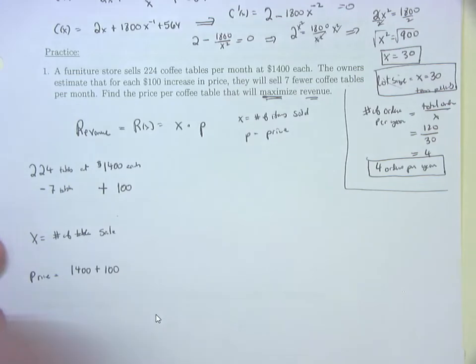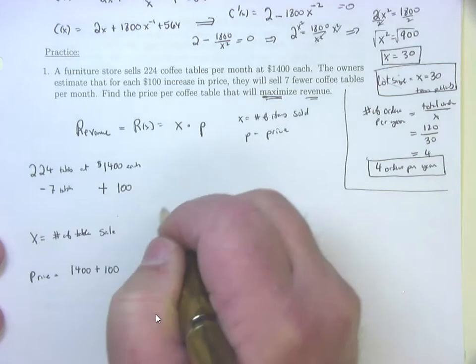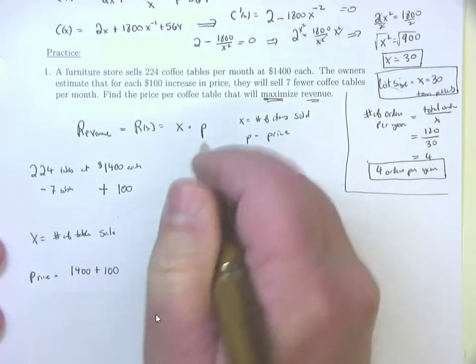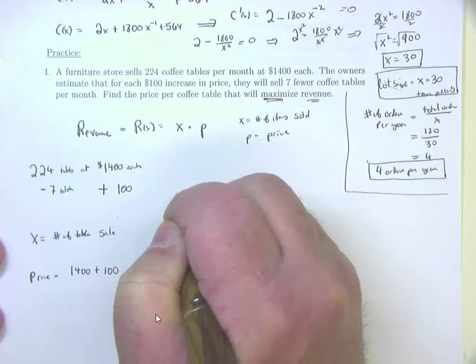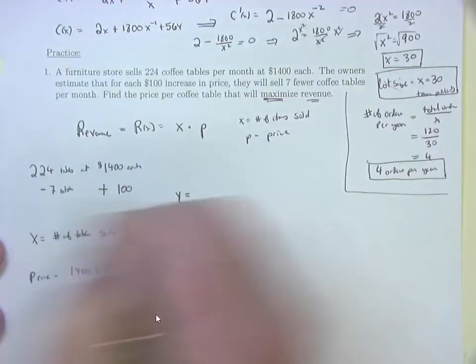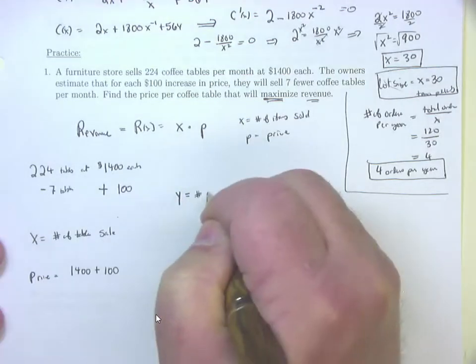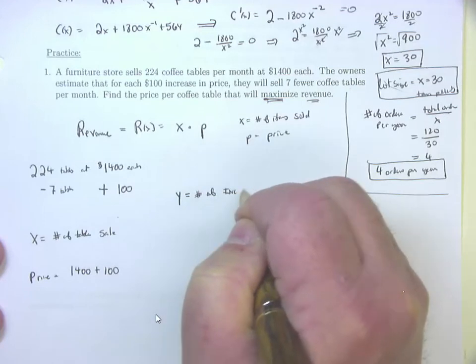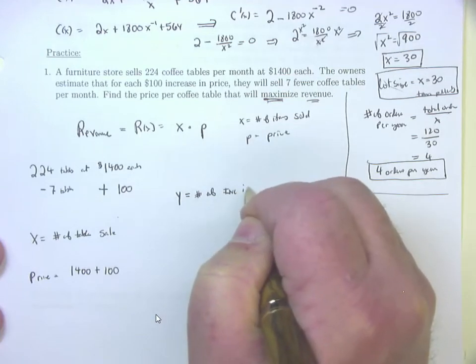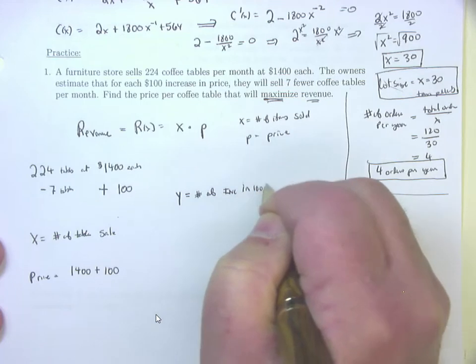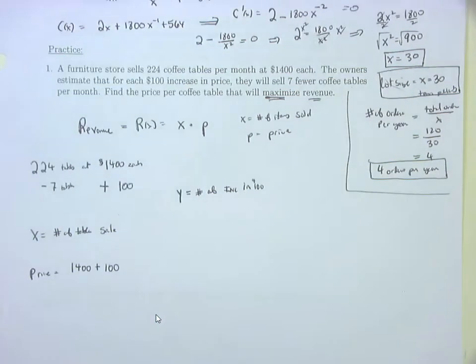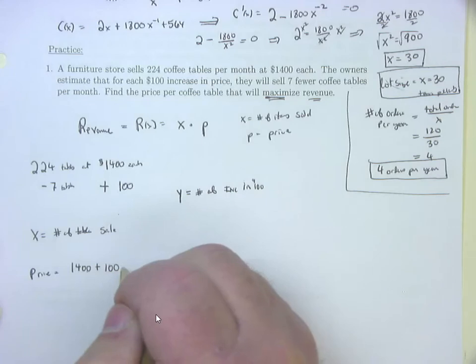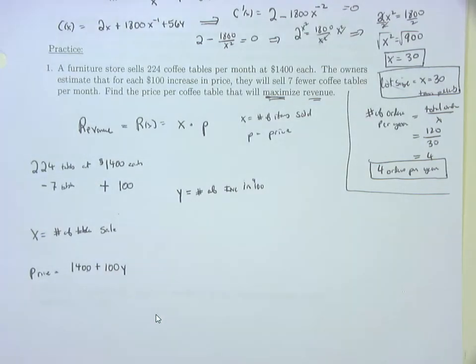So I'm going to come up with a different little variable here. Let's let Y be equal to the number of increases in $100. So Y is going to be the number of times I'm going to increase this $100. So what's my price going to be? It's going to be $1,400 plus 100 times Y. How many times are you going to increase that amount?